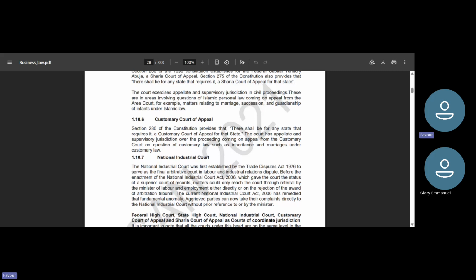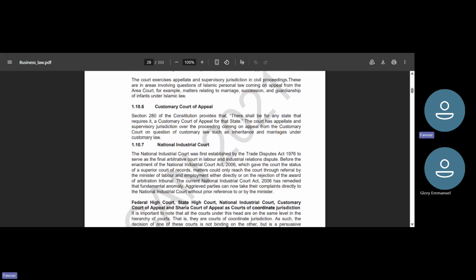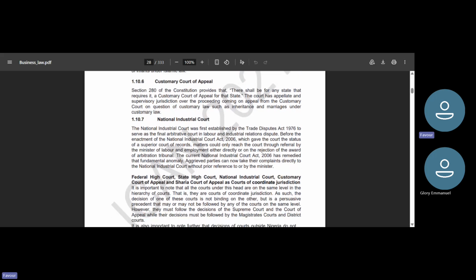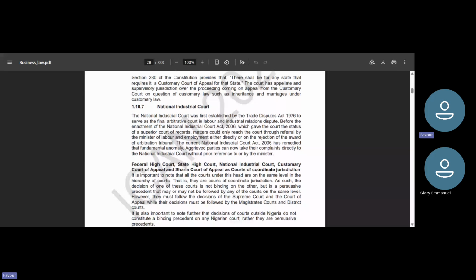Questions of customary law, such as inheritance, marriage, and all that, are under the customary law. So while the Sharia Court of Appeal deals with Islamic law, the Customary Court of Appeal deals with customary law, right? Remember, Islamic law is a branch of customary law, but it is that customary law that is written, others are not well written. Then the next under the hierarchy is the Nigerian Industrial Courts.